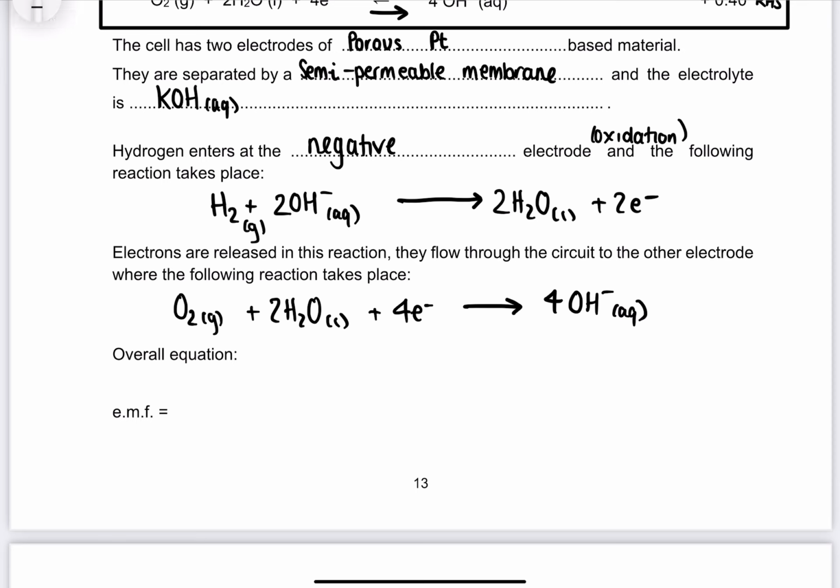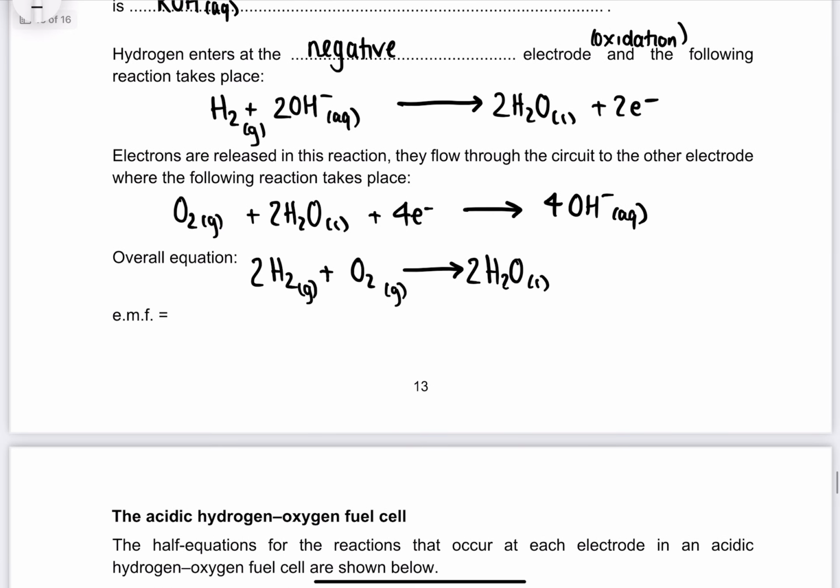And when we would do that and then cancel out things that cancel out, we'd be left with 2 hydrogens plus oxygen. So we'd cancel out the hydroxides, we'd cancel out some of the waters, make 2 waters. We can see that what we're doing is the combustion of hydrogen. And the EMF is the more positive minus the more negative. That is 1.23 volts.